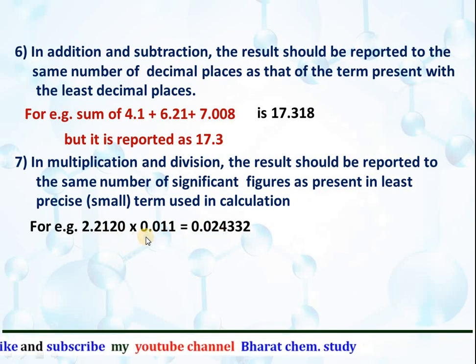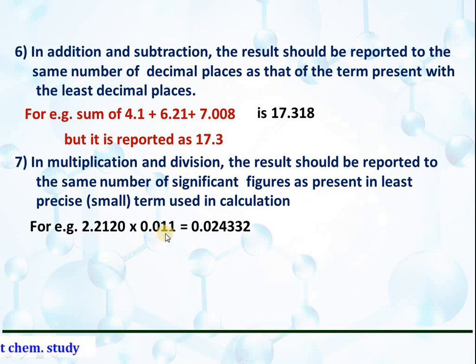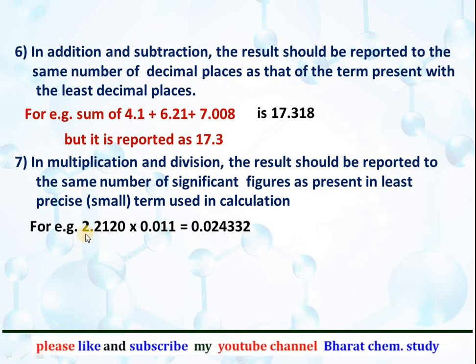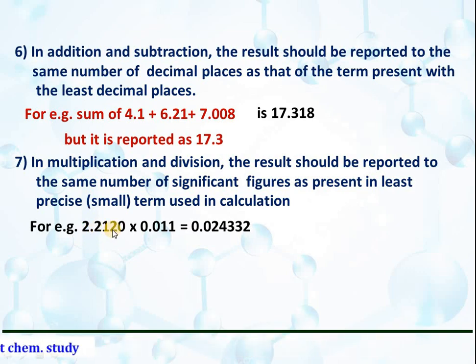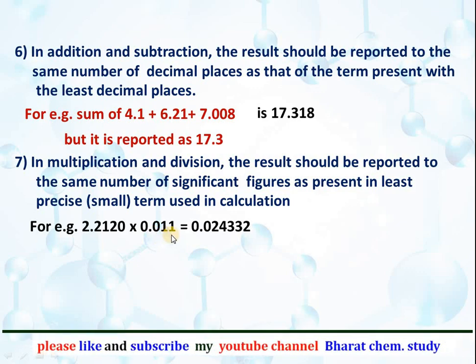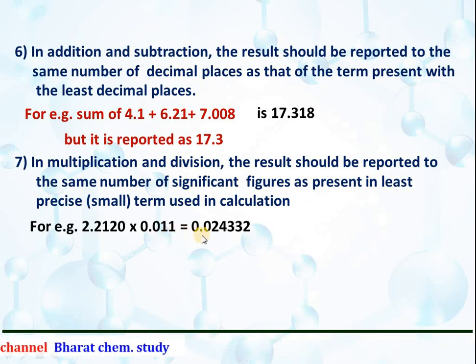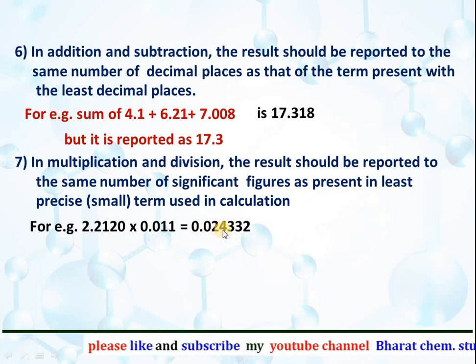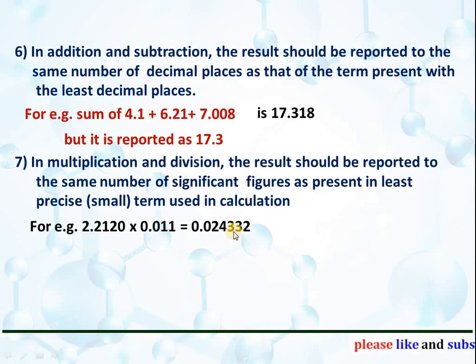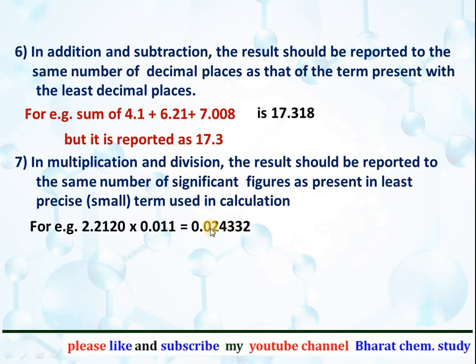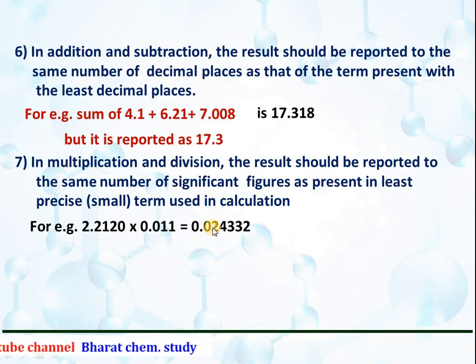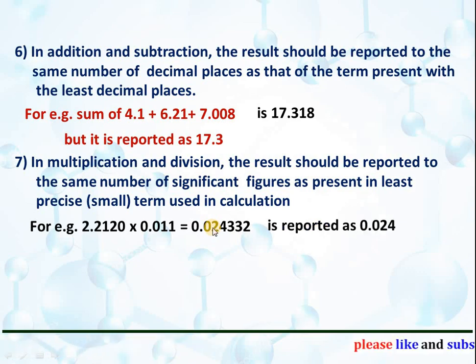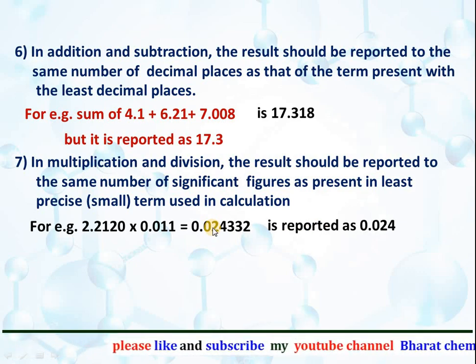So in both of these numbers, the least number of significant figures is 2. Here the 0, 0 are not significant, so there are 2 significant figures. In these figures, the significant figures are 2, 1, 2, 3, 4, 5. 5 significant figures are present here and 2 significant figures are present here. So our answer should also contain only the least number of significant figures. That means 2 significant figures. So our answer should be 0.024, and for that we have to remove 3. This 3 is less than 4, therefore nothing should be added, and our answer should be reported as 0.024, which contains only 2 significant figures.